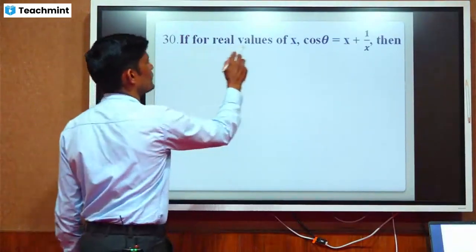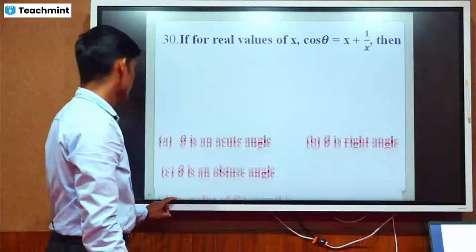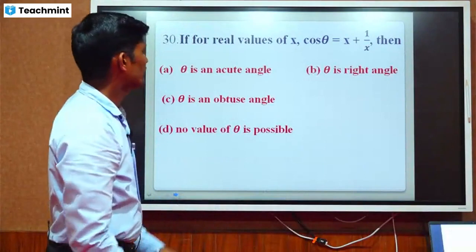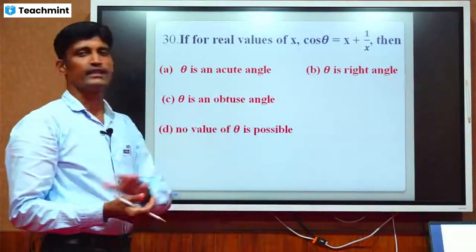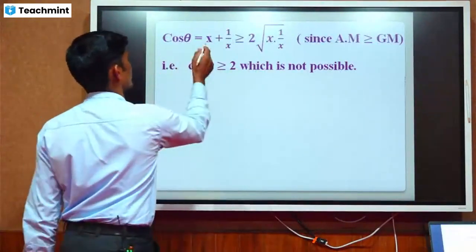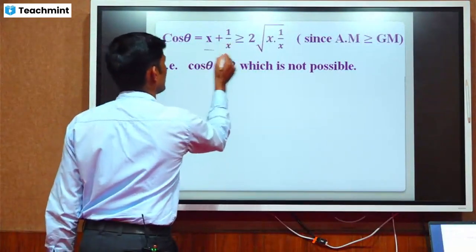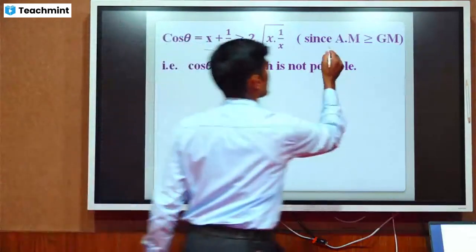And the last question here. If for real values of x, cos theta is equal to x plus 1 by x, then theta is acute angle, theta is a right angle, theta is an obtuse angle, or no value of theta is possible. So let us see the solution. You know cos theta equal to x plus 1 by x. When you multiply x and 1 by x, you will get 1. Therefore, let us go for arithmetic mean is always greater than or equal to geometric mean.